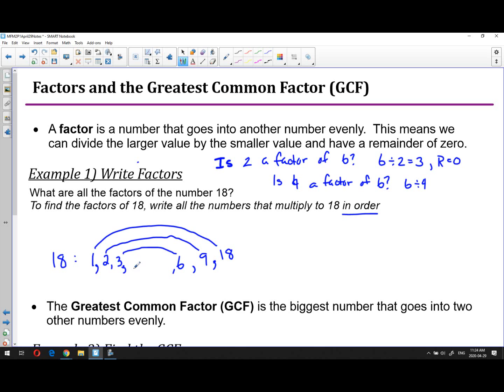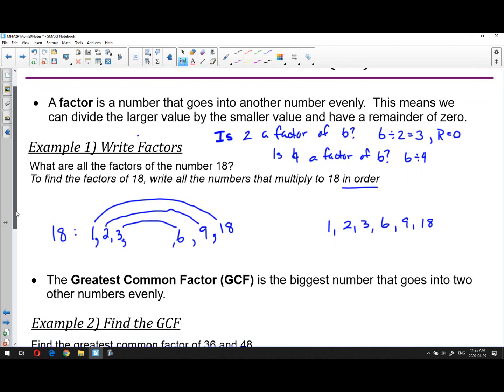Is 4 a factor of 18? No. I can't multiply 4 by anything to get 18. Is 5 a factor of 18? No. And 6 we already know is a factor of 18 because 6 times 3 gives us 18. So our factors of 18 are 1, 2, 3, 6, 9, and 18. Those are all the factors of a particular number, 18.